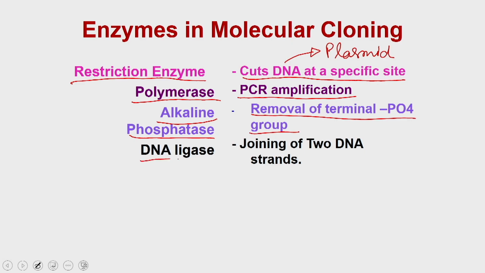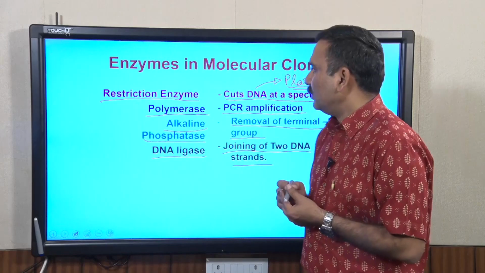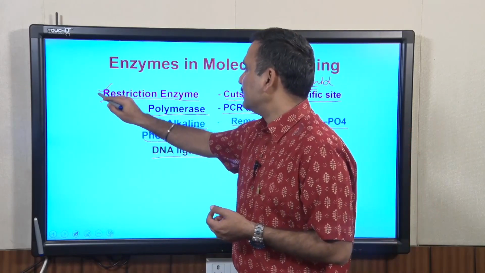And then the last enzyme is called the DNA ligase. The purpose of DNA ligase is to join two DNA strands. In this case, one could be the plasmid, and the other could be your insert which you have digested with the restriction enzyme. So, let us start with the restriction enzymes first.